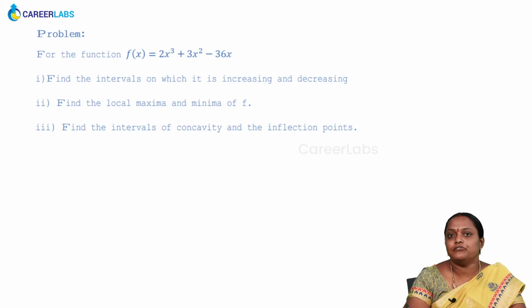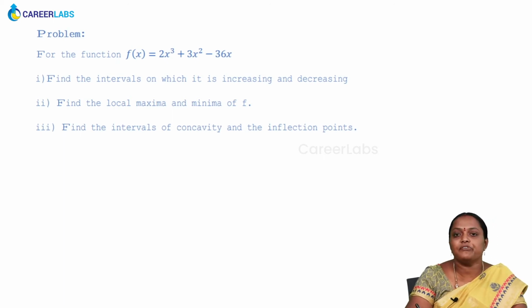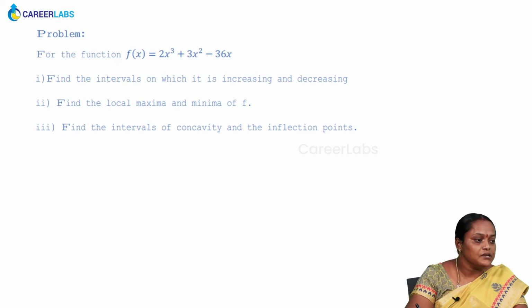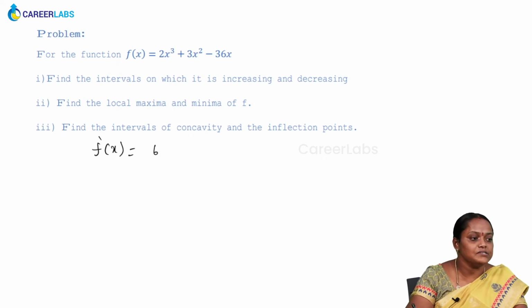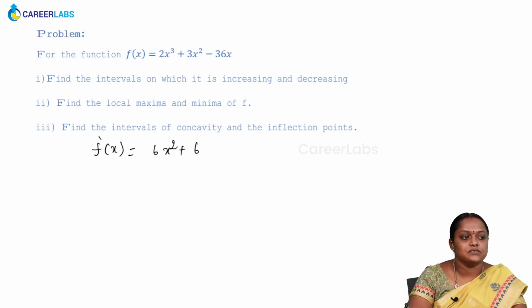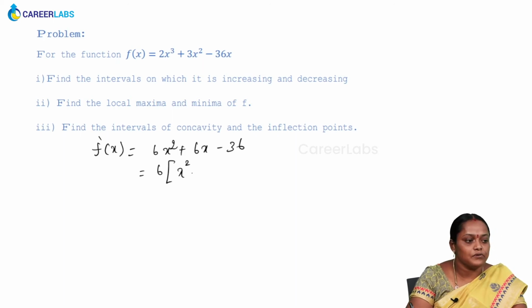For that we need to find the critical numbers. Critical numbers we can find with the help of f dash of x equated to 0. So, let us find the differentiation with respect to x. So, what is f dash of x? F of x is this term. When you differentiate this, you will be getting 6x square plus 6x minus 36. So, we can take 6 common. So, this will be x square plus x minus 6.